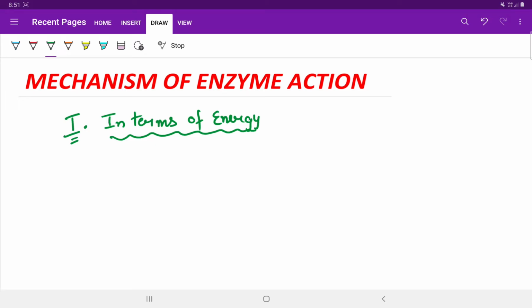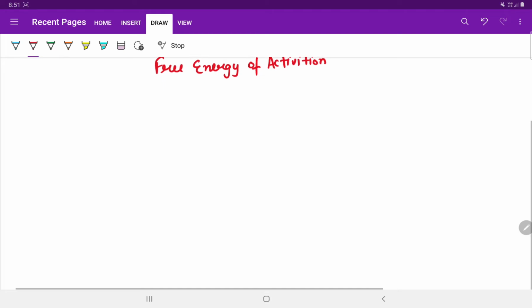So all chemical reactions have an energy barrier separating the reactants and products. This barrier is known as free energy of activation. Somewhere you have also read the term Gibbs free energy. So this is linked to that.